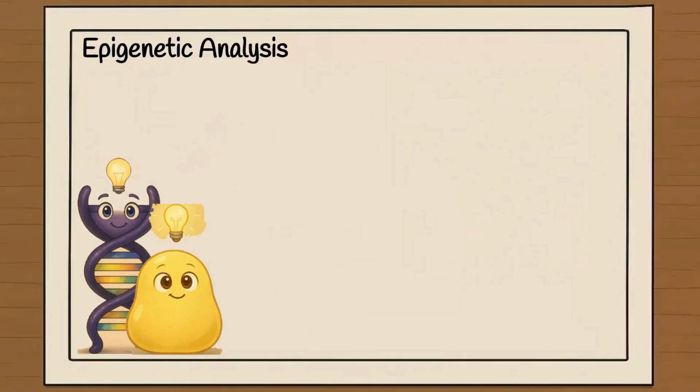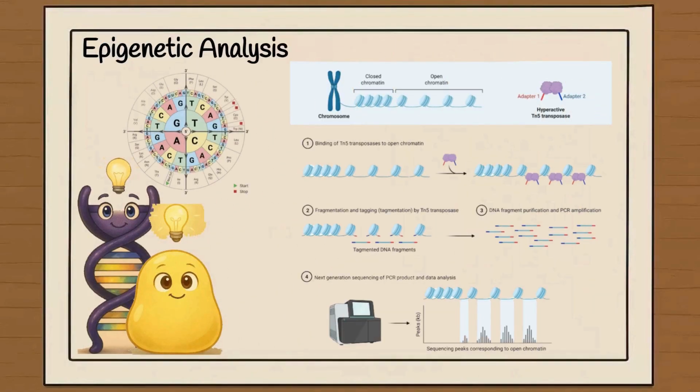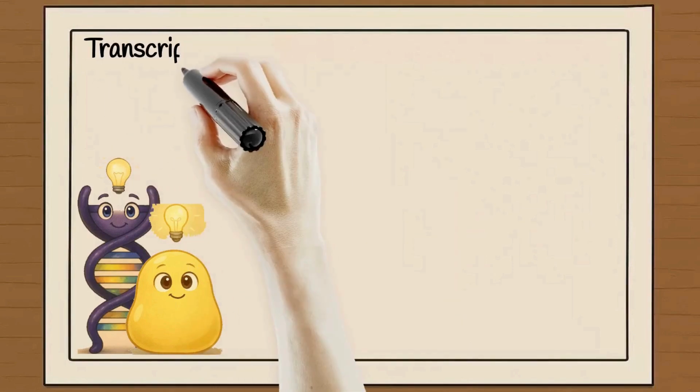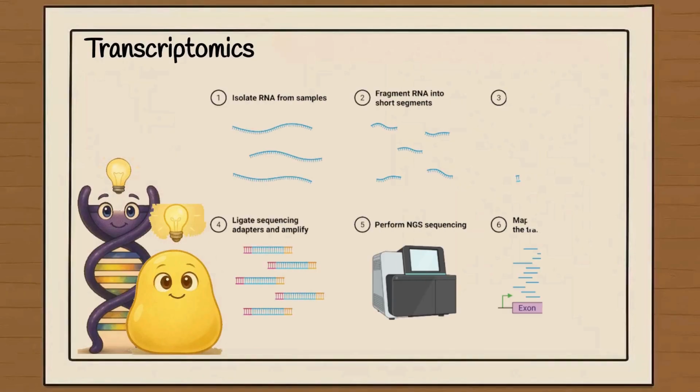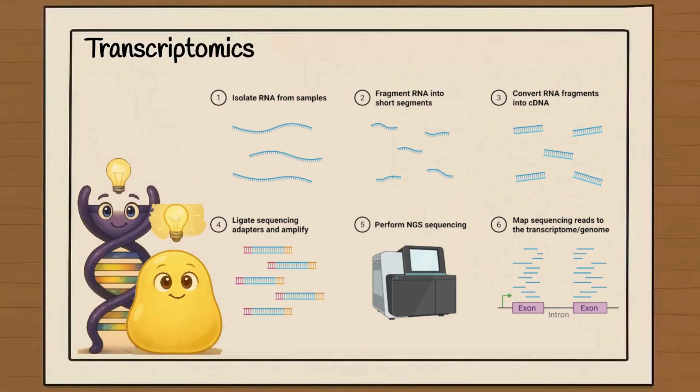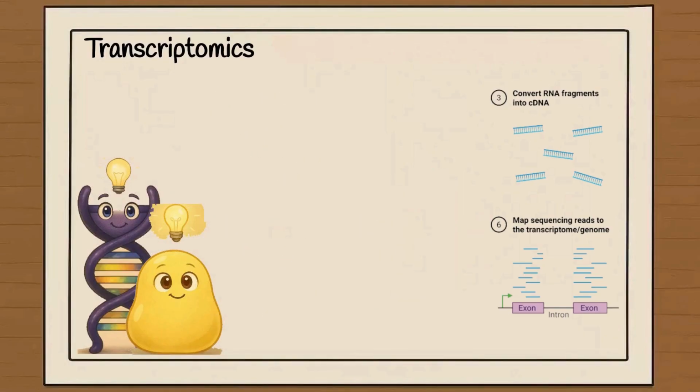Epigenetic analysis. New sequencing methods can even detect epigenetic changes alongside genetic ones, which improves diagnostic accuracy. Transcriptomics. RNA sequencing allows us to assess changes in gene expression, which helps guide therapeutic decisions. DNA sequencing is no longer just a research tool, it's a key part of clinical diagnostics and personalized medicine.